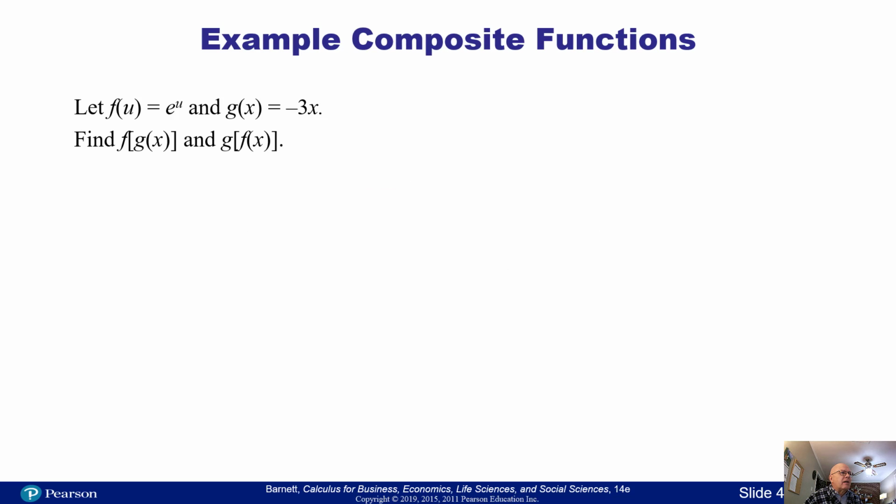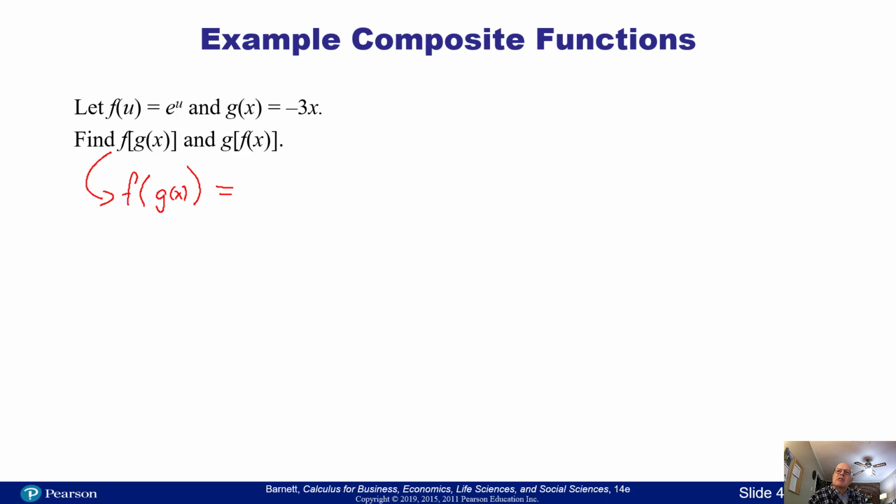So we've got another one here. f of u is e to the u, and g of x equals minus 3x. Find f of g of x and g of f of x. So this takes us back to pre-calculus or college algebra. So let's start with this one first. We want f of g of x.